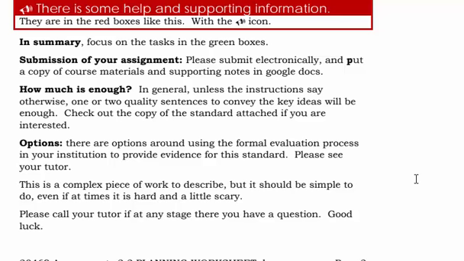Now, how much is enough? In general, unless they say otherwise, 1 or 2 quality sentences should convey the key ideas well enough. It's a complex piece of work to describe, but it should be reasonably straightforward to do, even if at times it is hard and scary. The involvement in another tutor's class, or somebody coming into our own class, is always just a little bit scary.